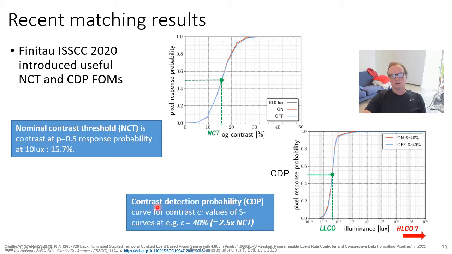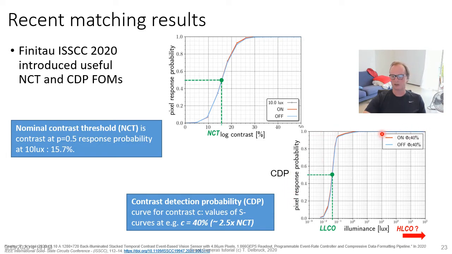And they also report a metric called contrast detection probability. This is a curve for contrast C, the value of S curves, for example, at 40% contrast. You see here as a function of log illuminance, the pixel response probability goes up at this contrast setting. So they set the contrast threshold of 40%, and now they change the absolute intensity, and they see over most of the intensity range the contrast detection probability is almost 100%, right?